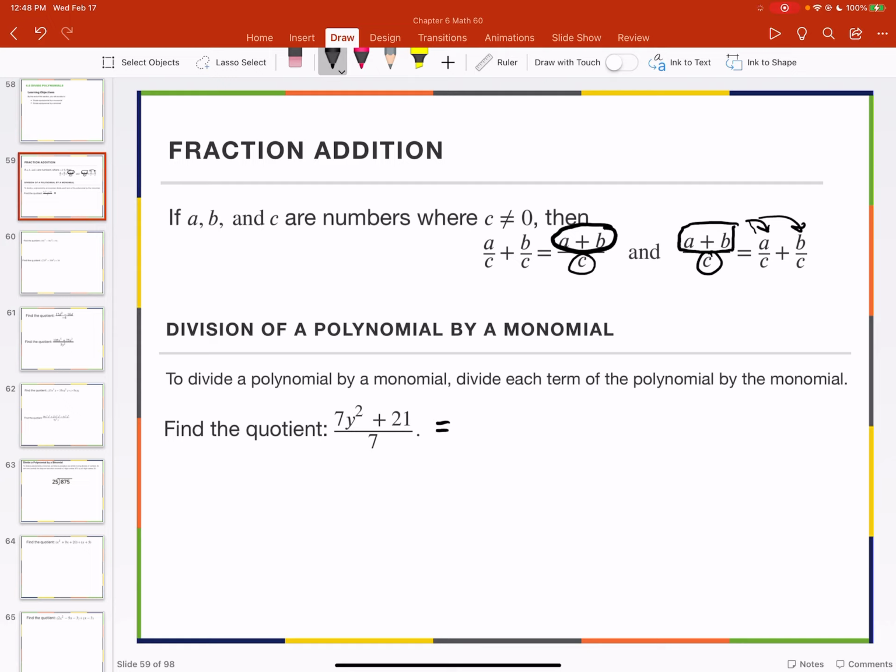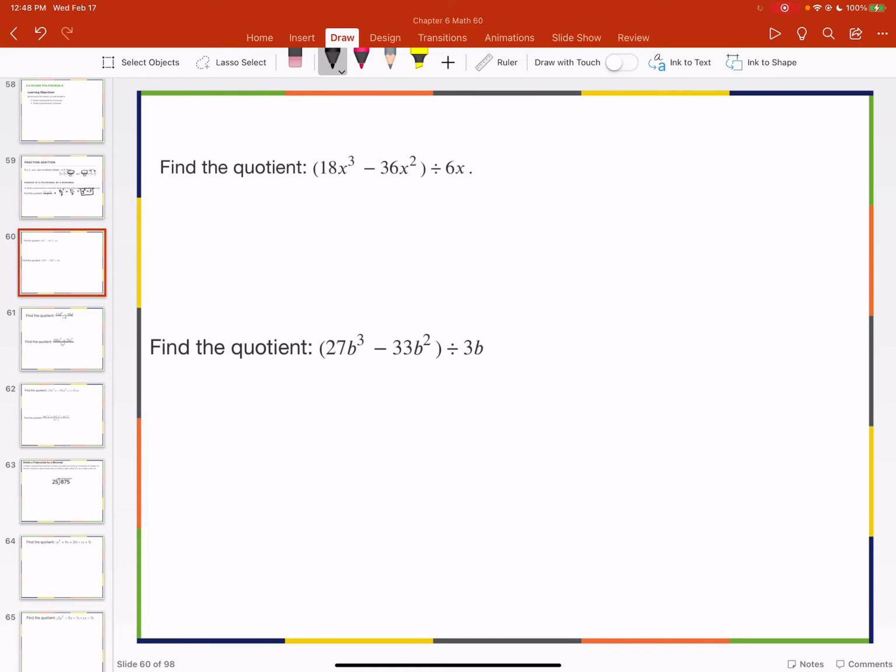So here you go. Basically, here we have 7y squared plus 21 over 7. That's 7y squared over 7 plus 21 over 7, which becomes y squared plus 3. Okay, let's do a few more.